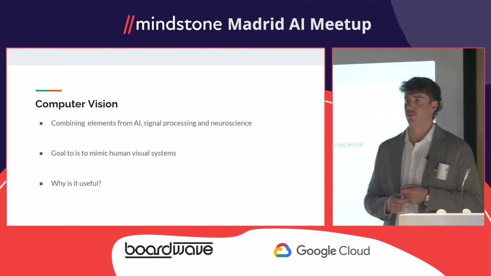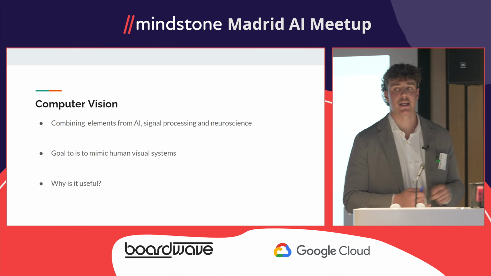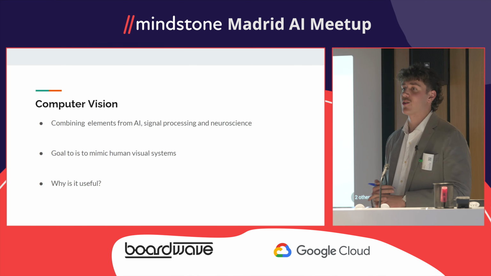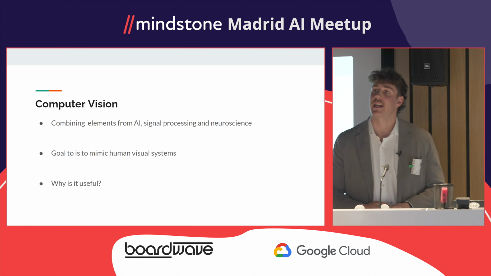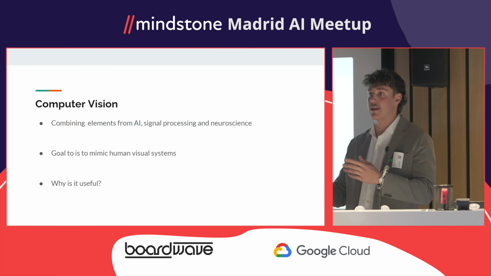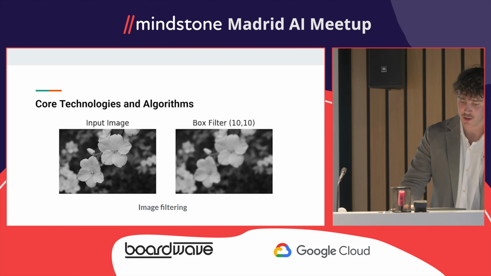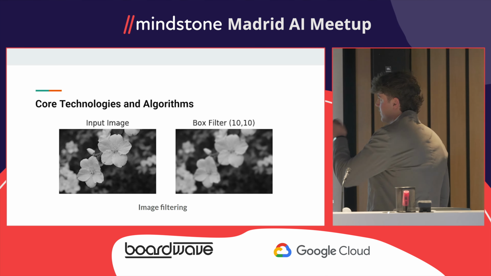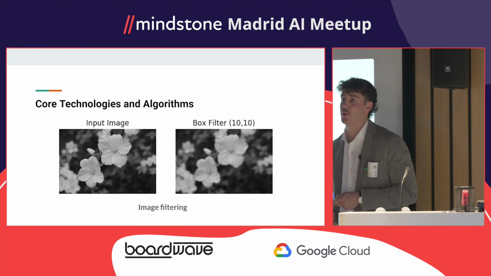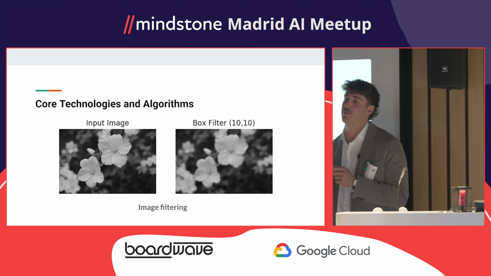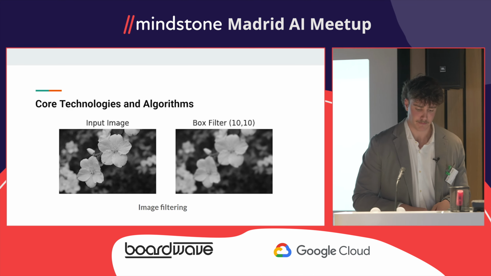But why is it useful? Well, it's applied in Tesla, our friend Elon Musk, in its cars. It can also be used in healthcare, in education, in mass surveillance. So I'm going to explain a little bit of core technologies to get to CNNs and neural networks. I'm going to get a bit technical, so please follow me.